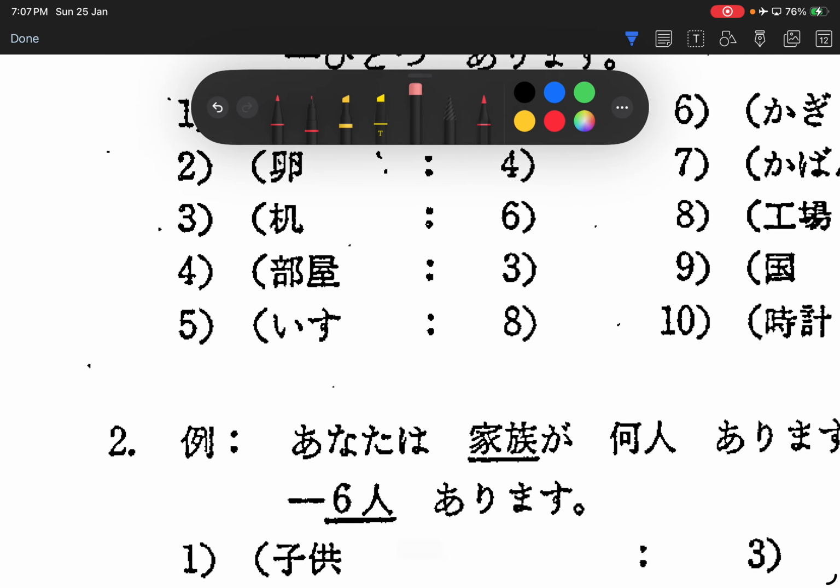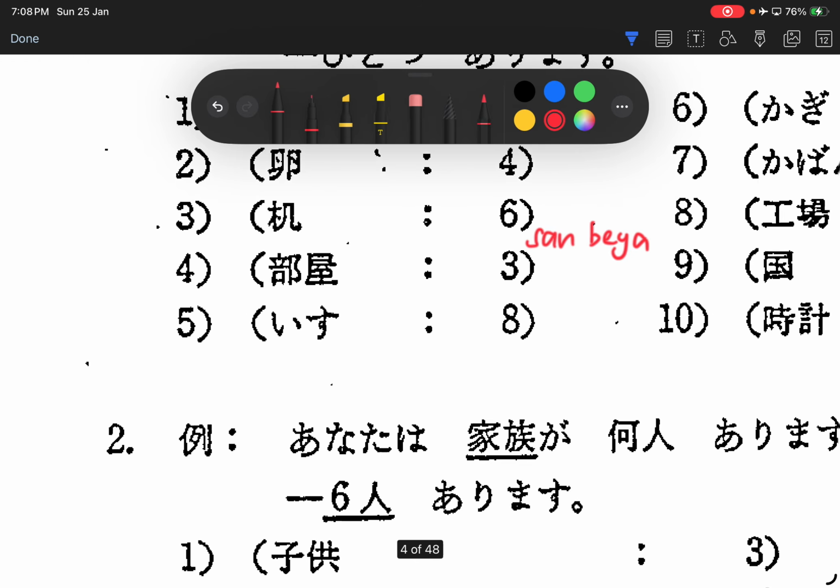200, 300, right? So all the H sounds have to change to B for the third one. That's why we say 3部屋. Right? So the counter for room is 部屋 by itself lah. In Chinese the same thing also: 房间, 一个房间, 2个房间, 3个房间. 课室有3个房间.